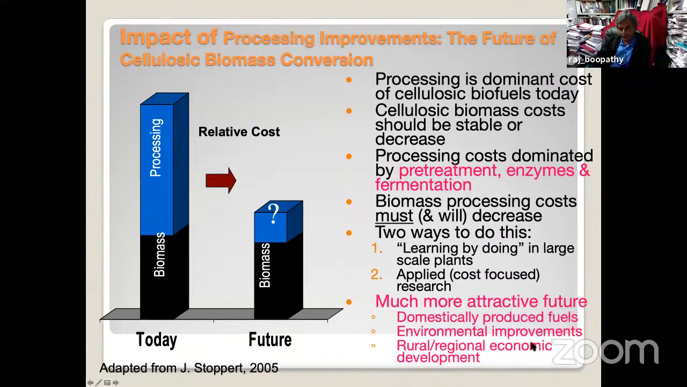And it is attractive mainly because any country can produce this energy. You don't have to depend on oil producing countries for your economy. It improves the environment. And again, it's going to improve the rural economy because you produce these crops on the rural side of your country.